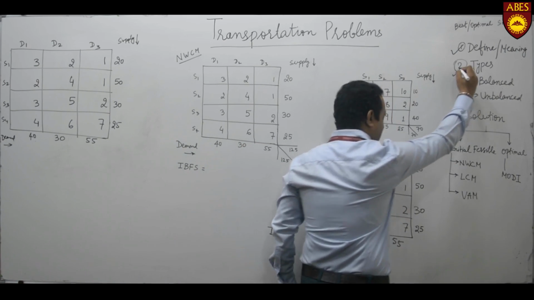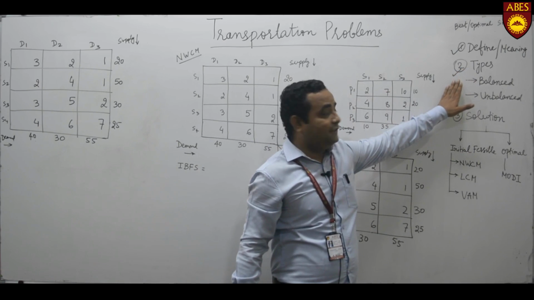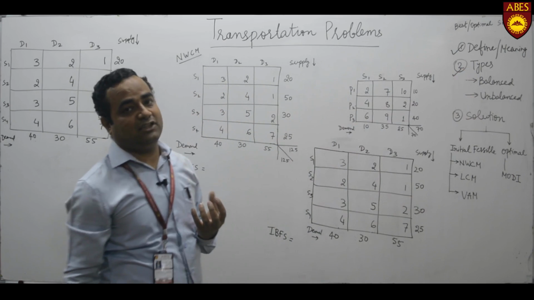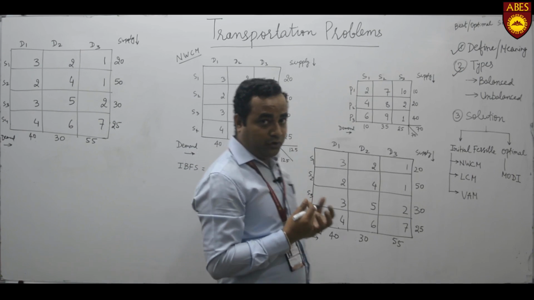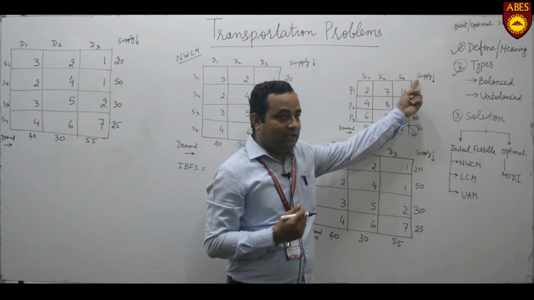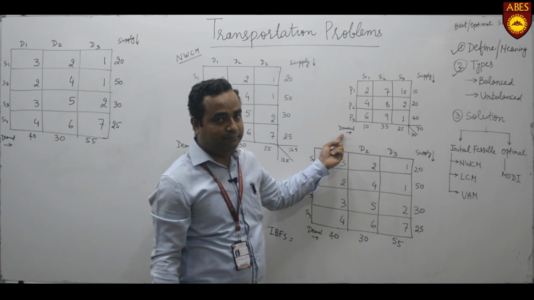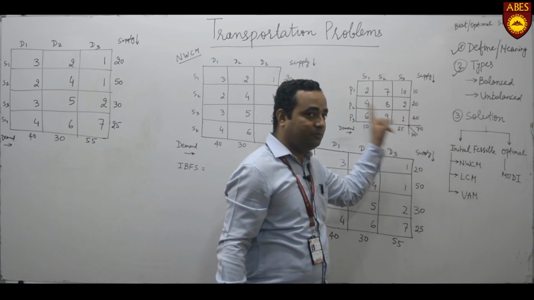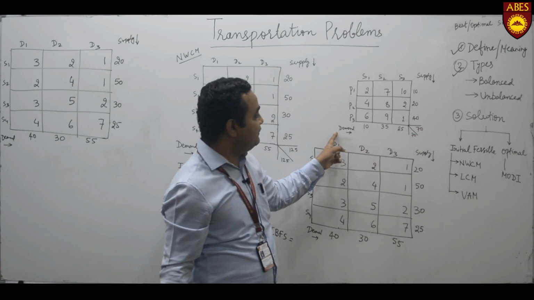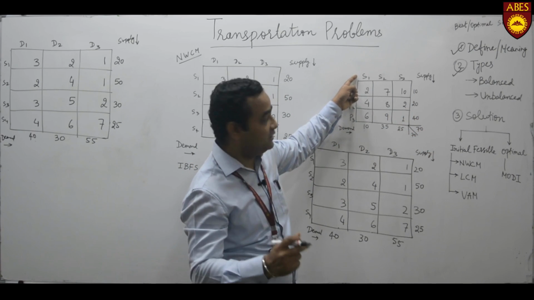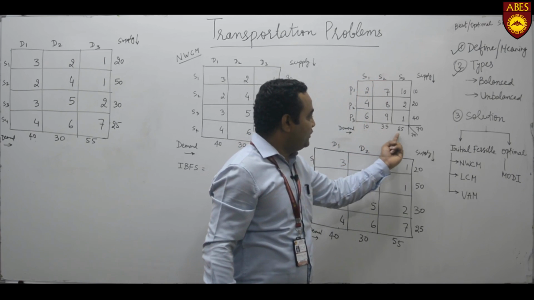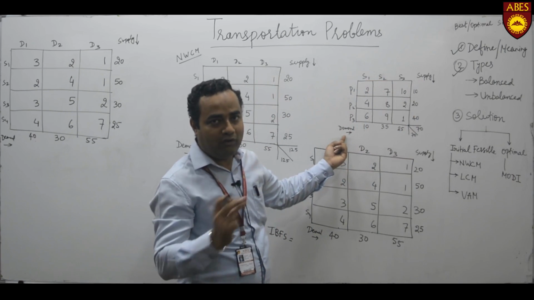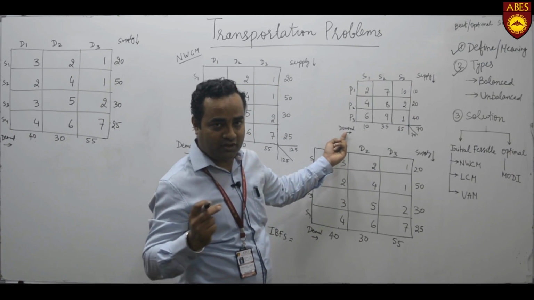Now go for the second, that is the types. There are two types: the balanced transportation problem and the unbalanced transportation problem. In a balanced transportation problem, the total supply is equal to the total demand. If we add 10, 20, 40, the supply of the plants is equal to 70, and if we add the total demand of the three warehouses S1, S2, S3, 10, 35, 25 respectively, this is also 70. So both supply and demand have equal value, and this is known as the balanced transportation problem.